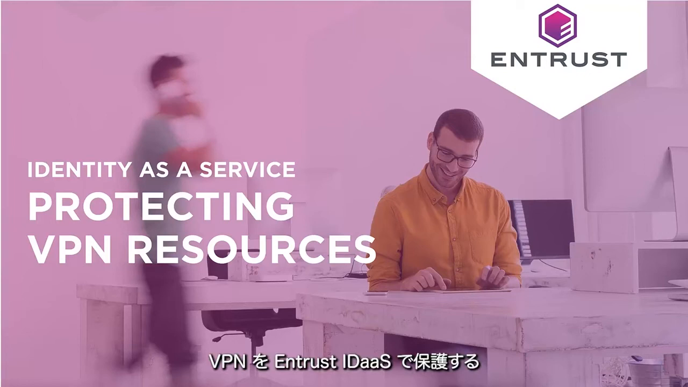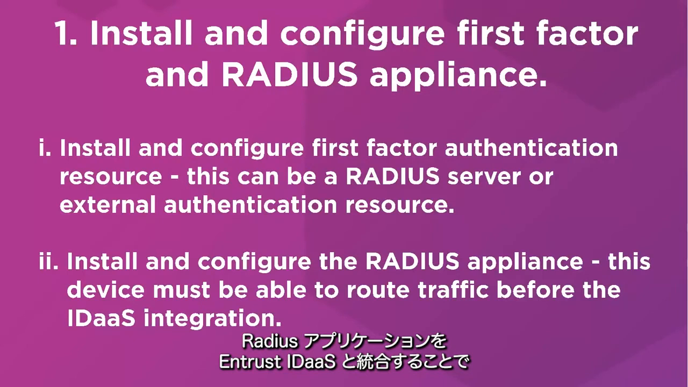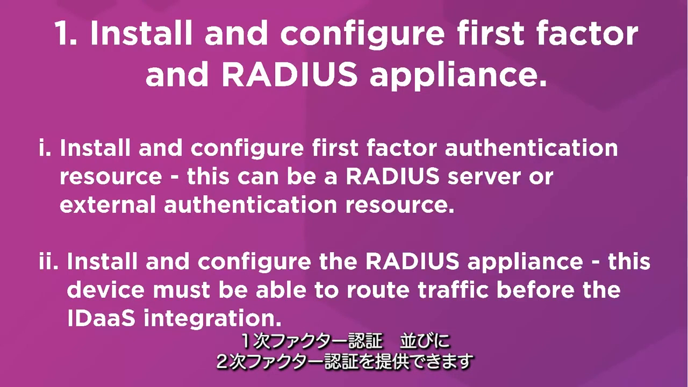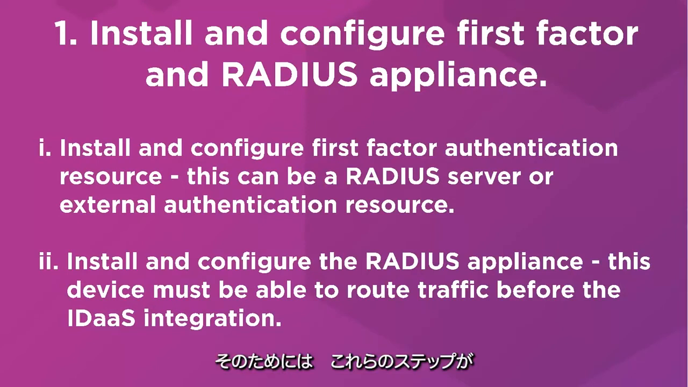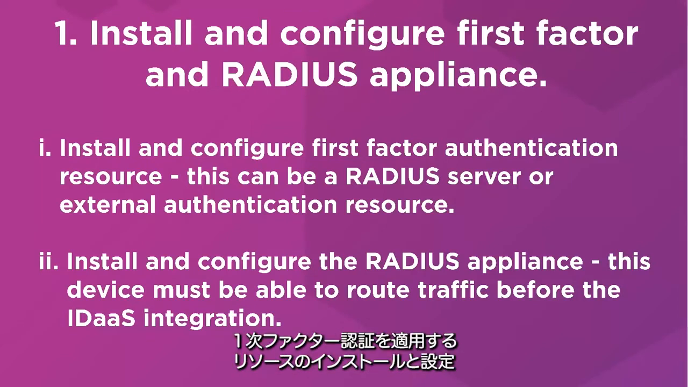Protecting a VPN resource with Identity as a Service. You can integrate Radius applications with Identity as a Service to provide both first-factor authentication and second-factor authentication. But first, the following steps need to be completed before integration can be defined in IDaaS.